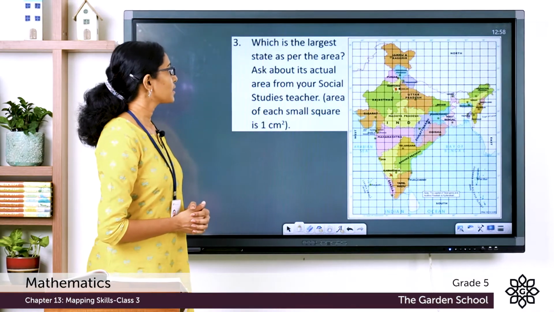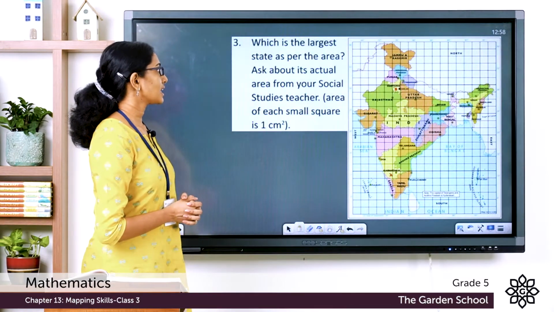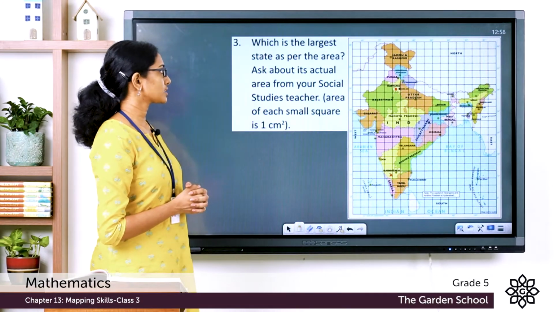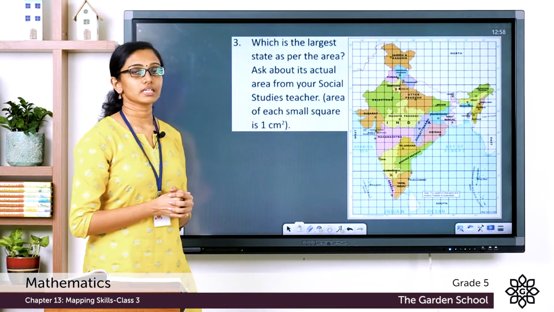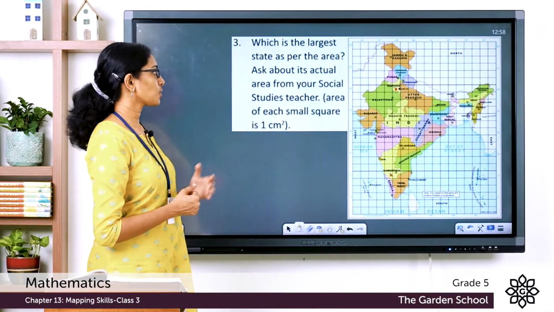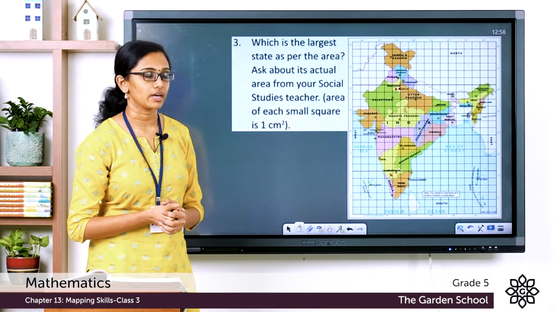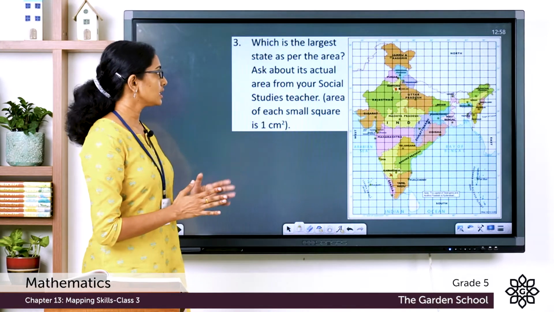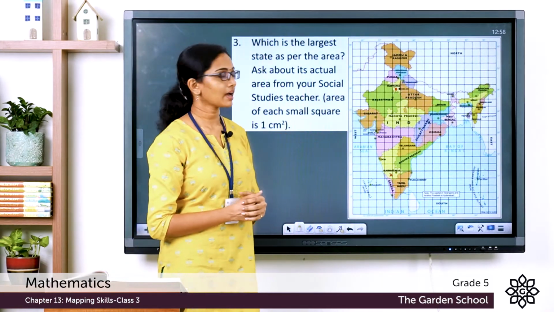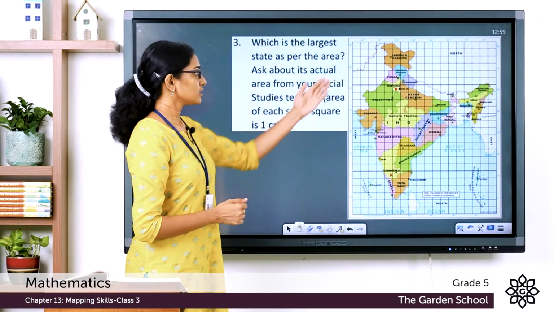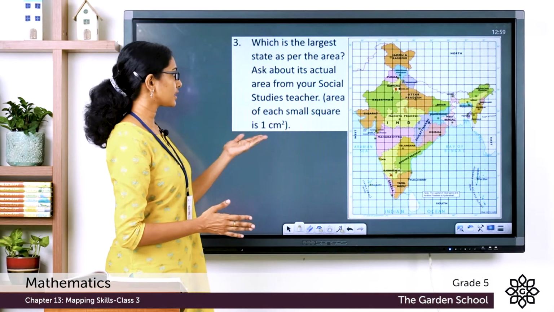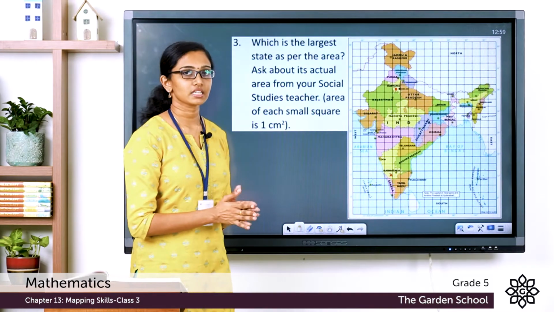The third one, which is the largest state as per the area? And it is also given, ask about its actual area from your social studies teacher. The area of each small square is 1 centimeter square. So in your social studies class, you might have learned the actual area of the largest state according to this political map. Now, here you can see the map is given in a square grid and the area of each small square is 1 centimeter square.